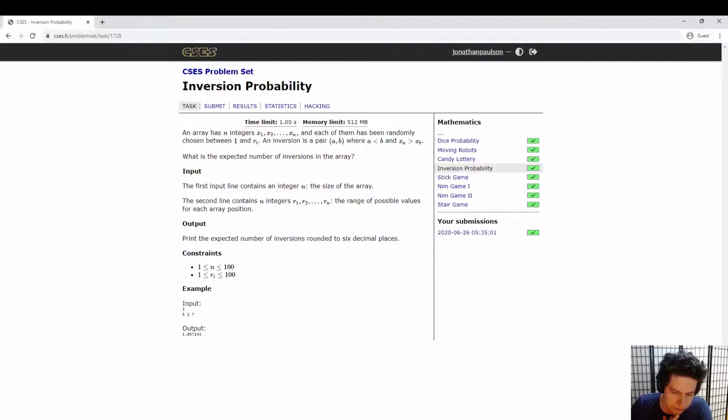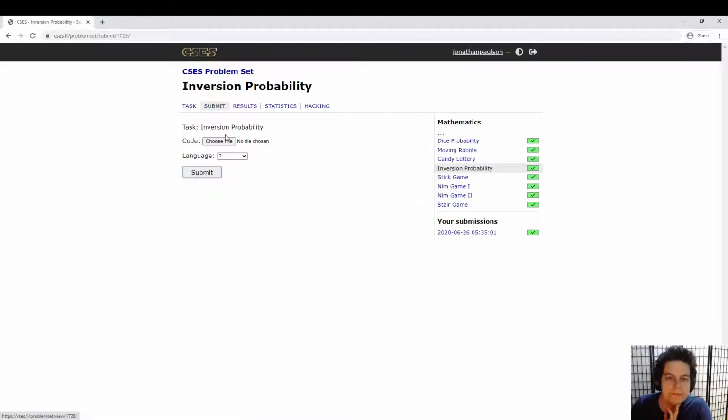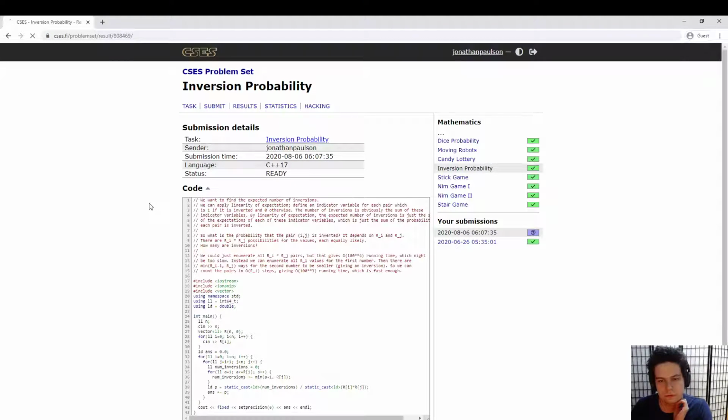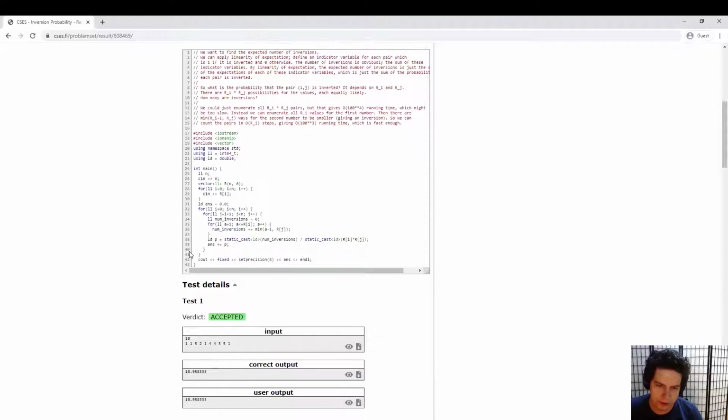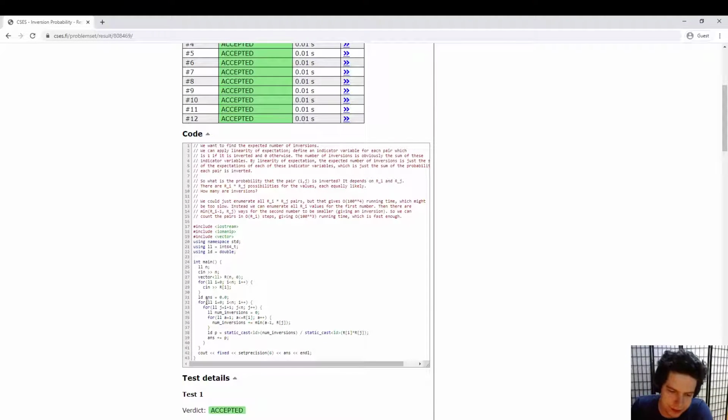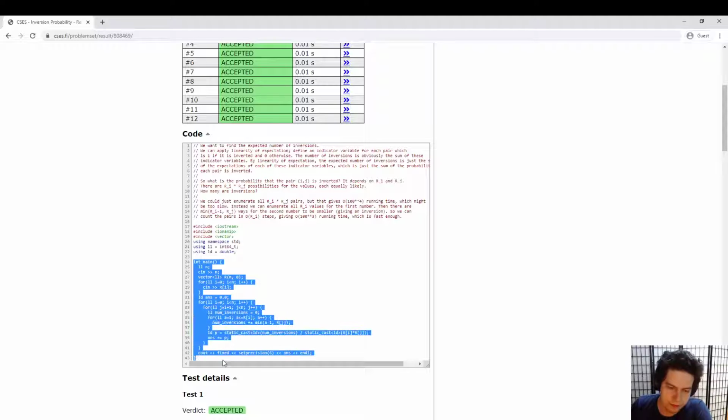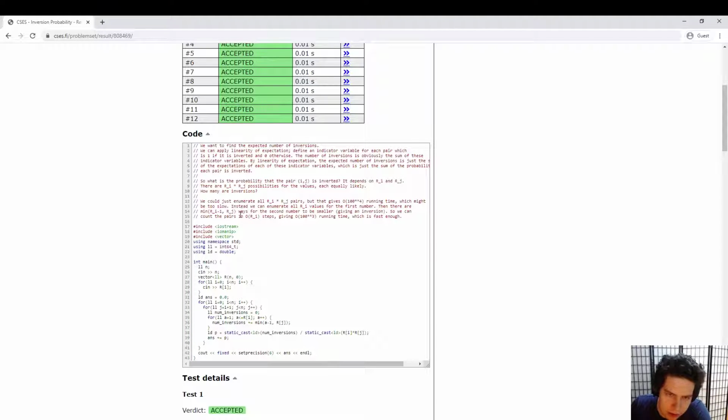0.057143. Cool, looks good. Okay, so that works. So again, the code is pretty short. We just need to figure out the right way to think about this. So linearity of expectation to say that we treat every pair independently, and then to actually compute the probability that any given pair is inverted, it's just a counting problem, right?